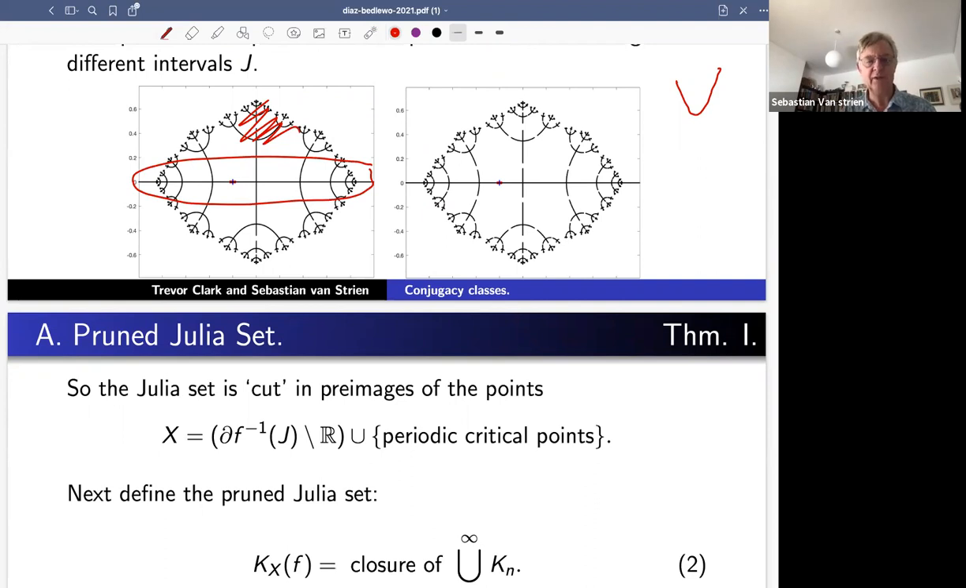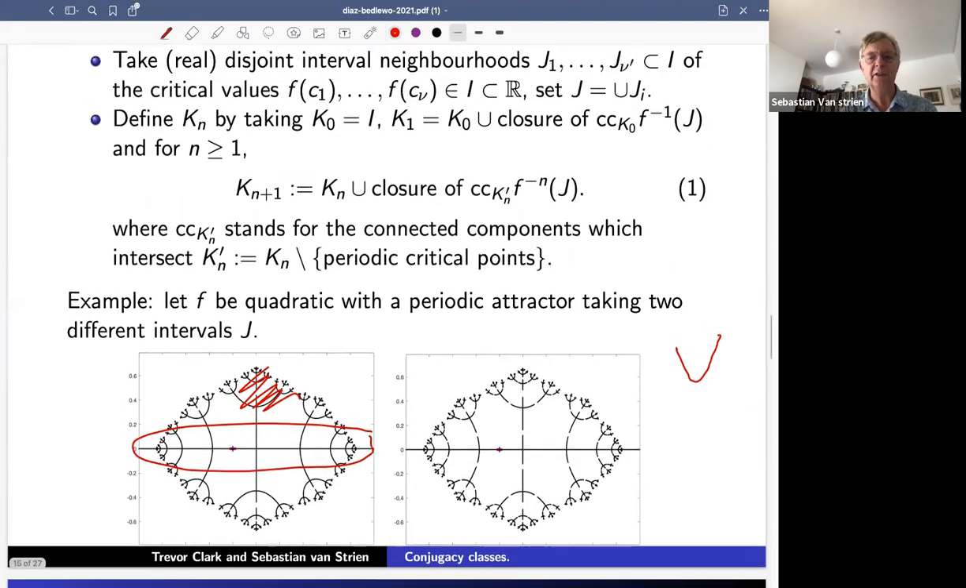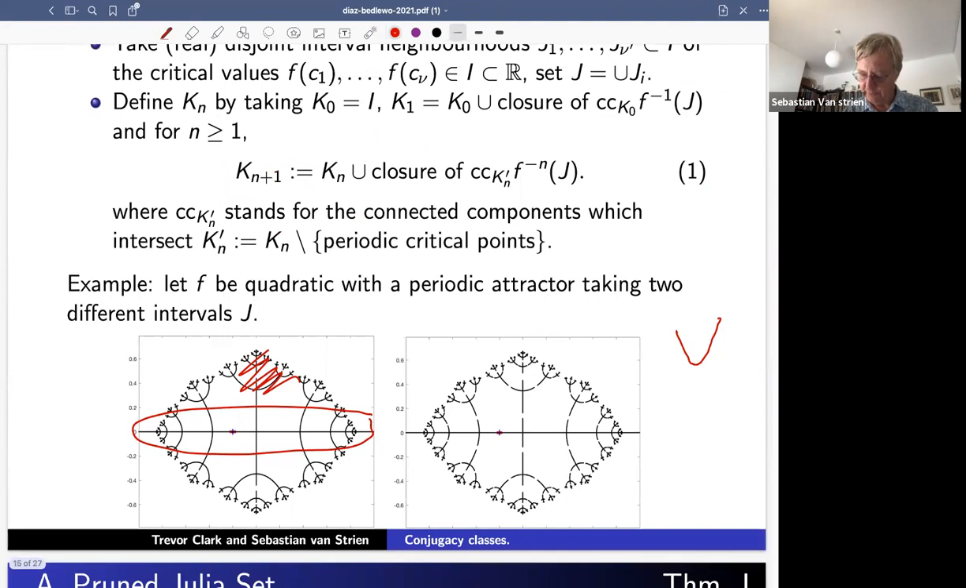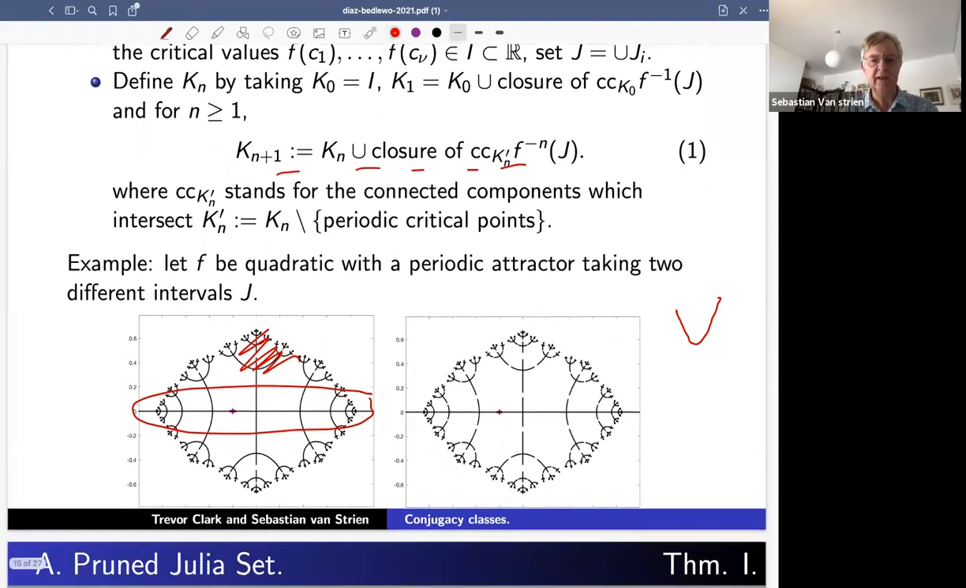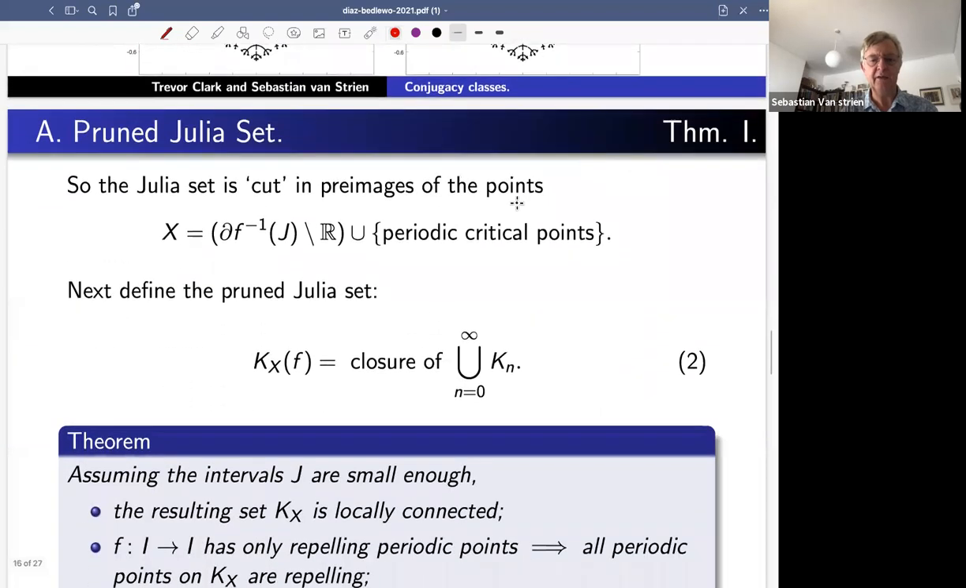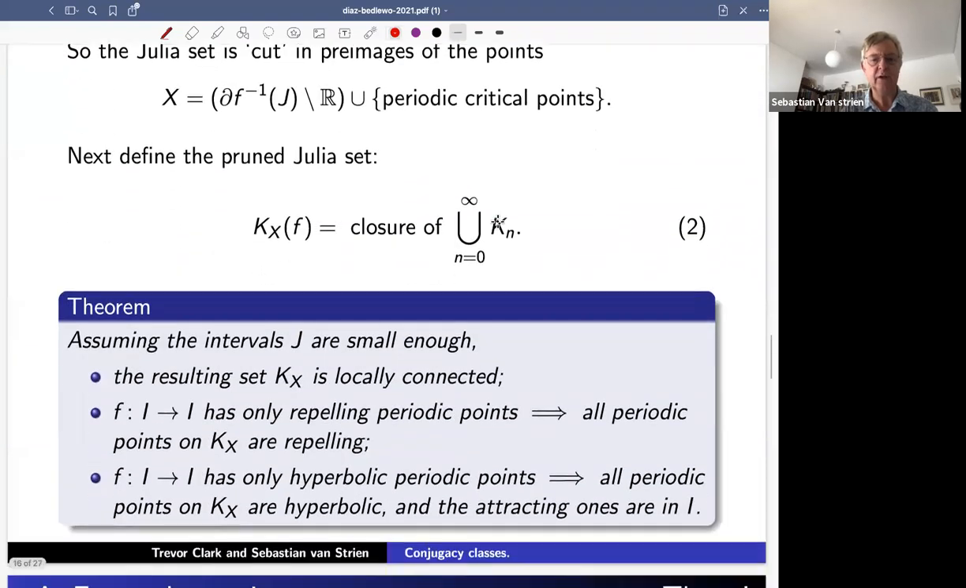So what I claim is that if I take these intervals J sufficiently small, then I can make sure that this whole construction remains meaningful. And I get a set Kx, which has a number of properties. First of all, it's locally connected.